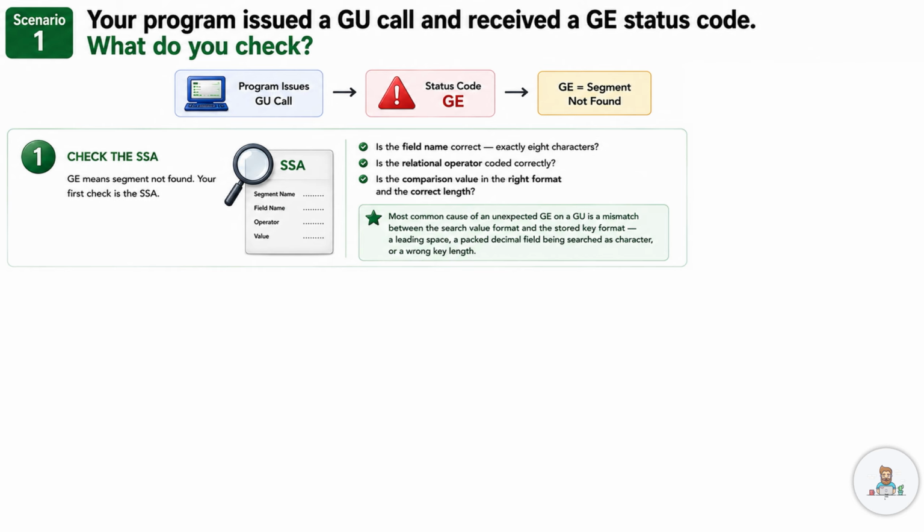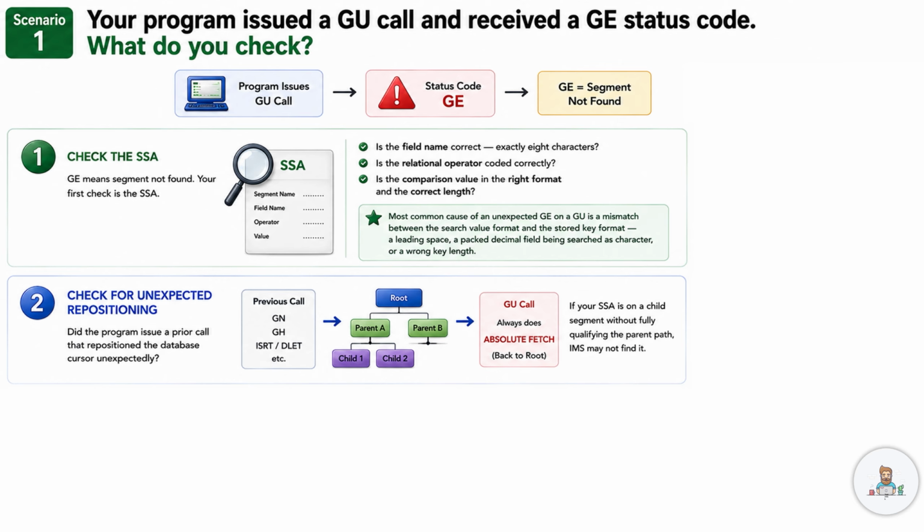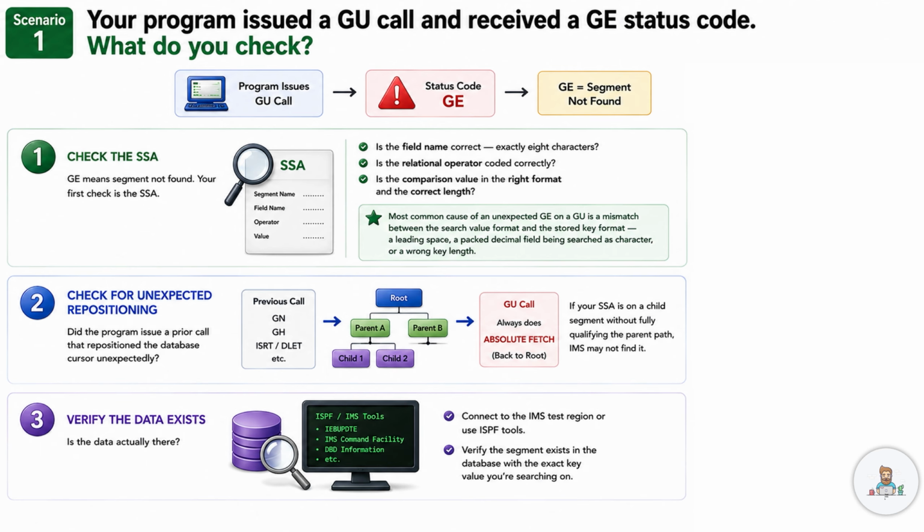The first thing that you have to check is, is the field name correct? That means exactly 8 characters. The second important thing is, is the relational operator coded correctly? Or is the comparison value in the right format? Or maybe the length of the value that you have specified is not correct. The most common cause of an unexpected GE on a GU call is basically a mismatch between the search value format and the stored key format.